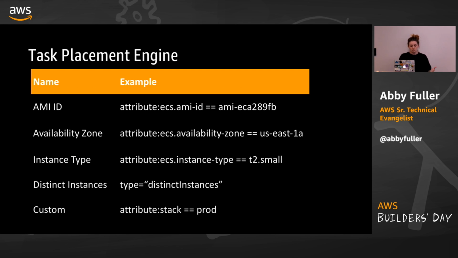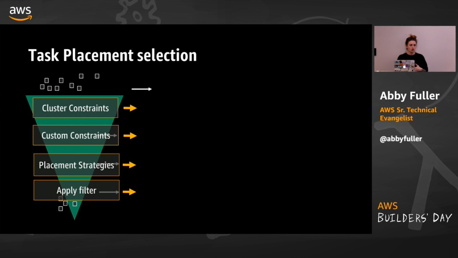Then you have custom constraints. These are the ones that we just looked at. So does it meet my strategy, like a bin packing or a spread or distinct instances? Does it meet my strategy? So something like filtering an AMI ID. And then finally, select the final instance for placement.